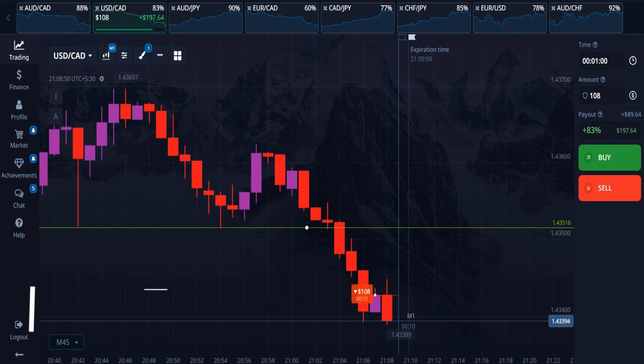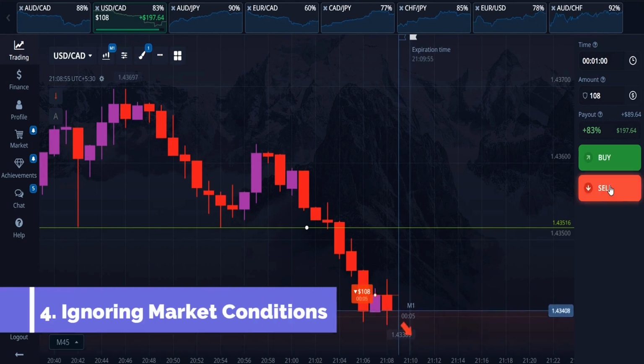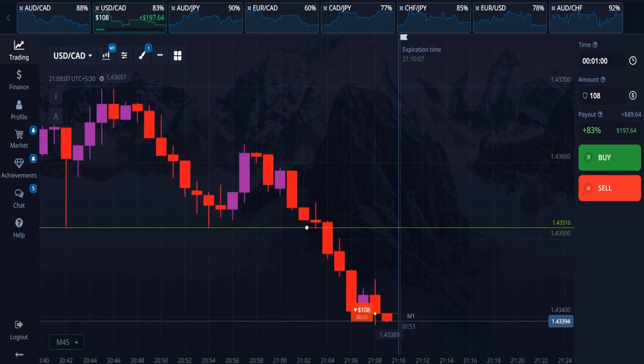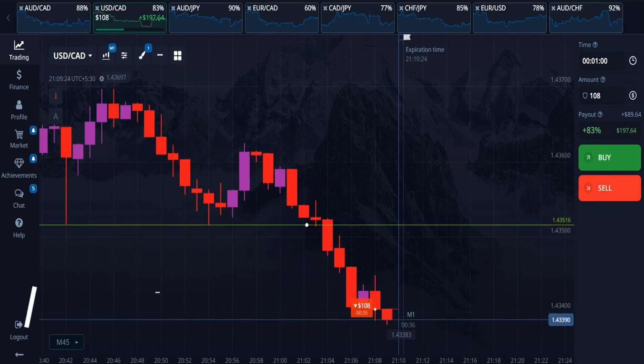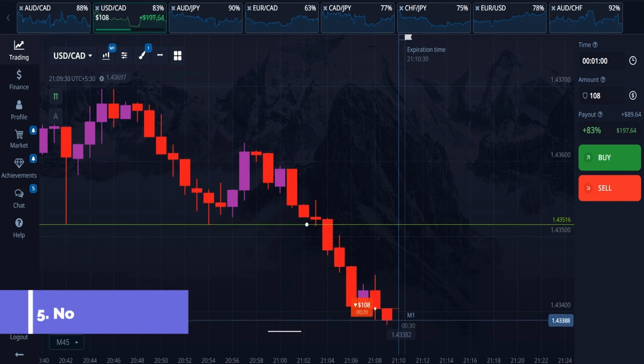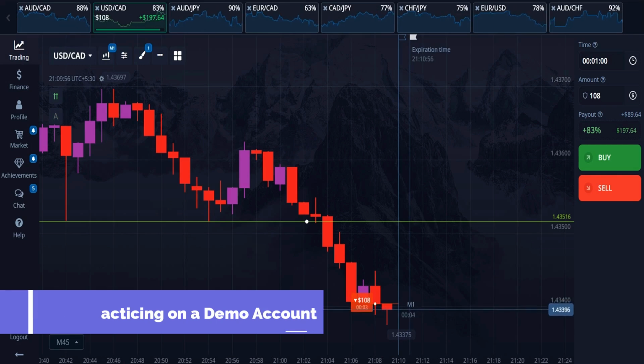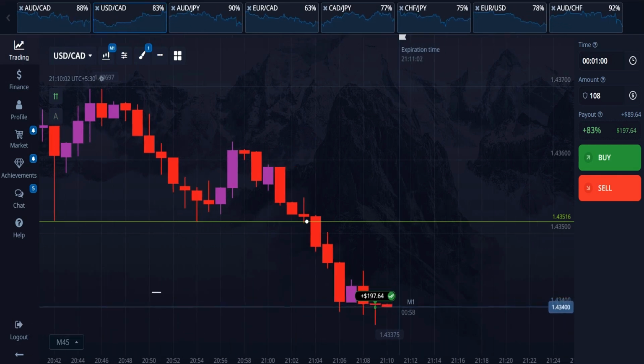Not all times are good for trading. Avoid trading during major news events or high volatility times unless you have experience. Jumping straight into real money trading without practice is a mistake. First, test your strategy on a demo account to gain confidence. By avoiding these mistakes, you can increase your chances of success in binary trading.